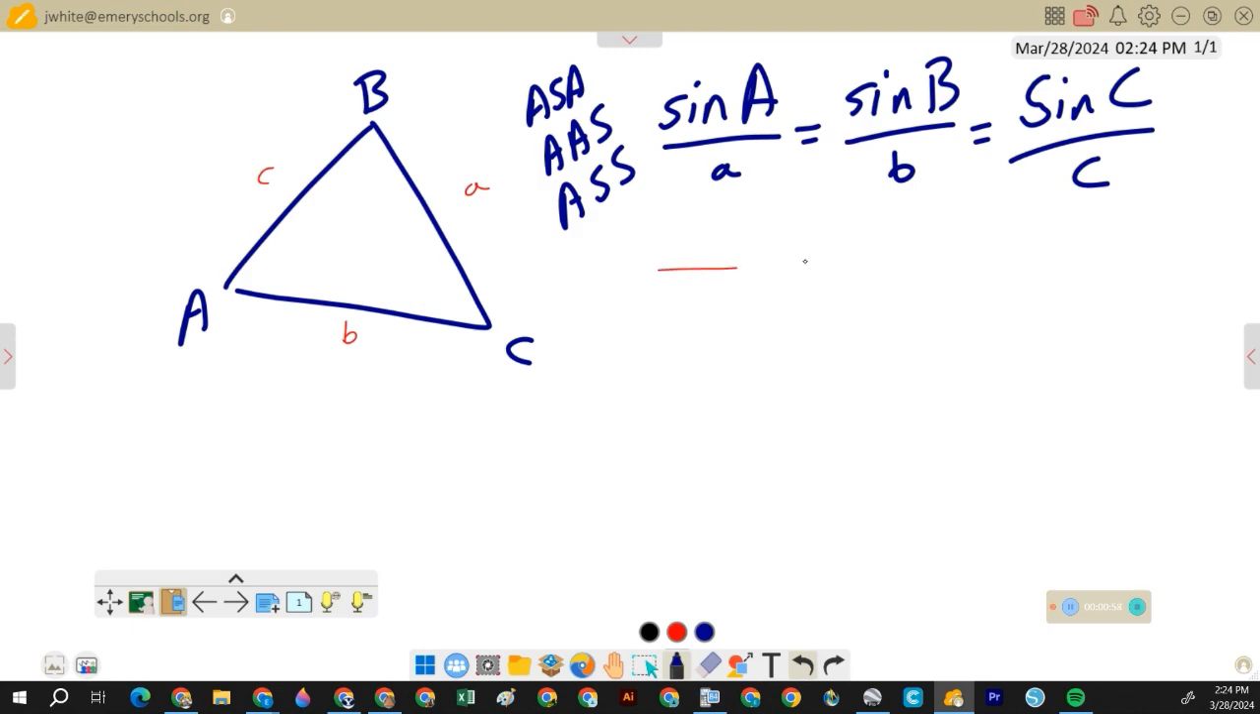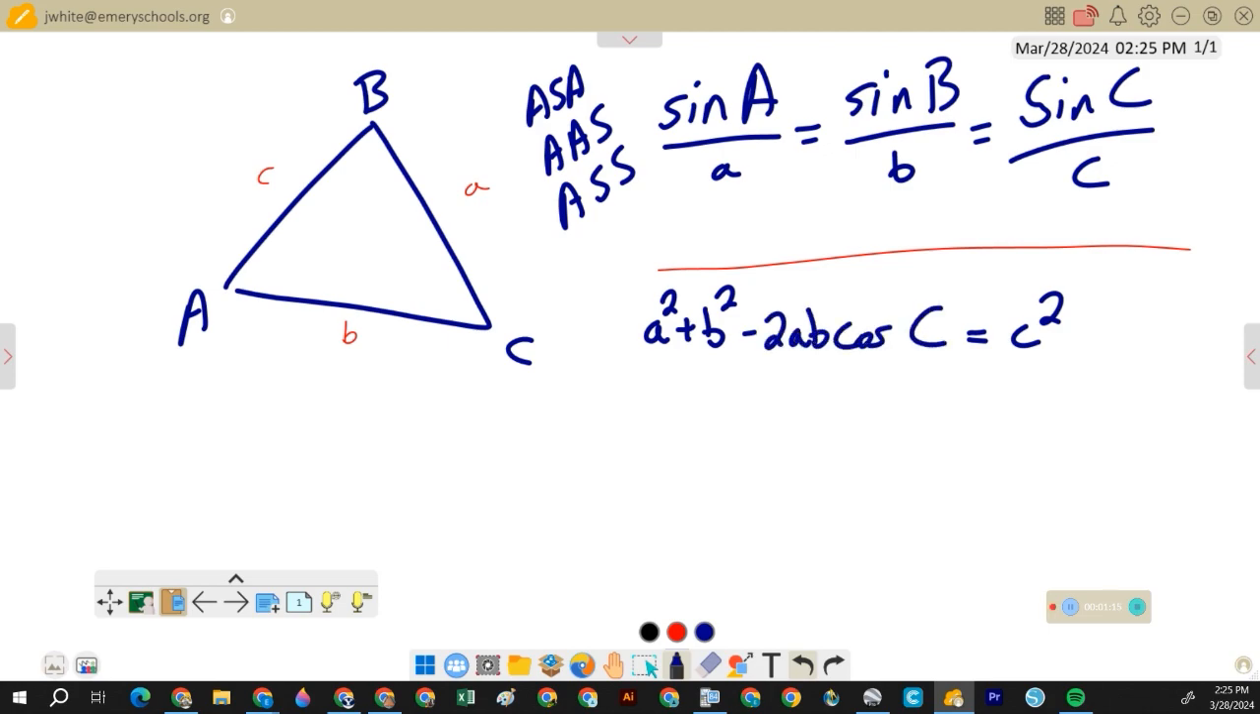And the other one is called the law of cosines. And it looks a lot like the Pythagorean theorem. It's a squared plus b squared. And then over here we have equals c squared. But in the middle, we have minus 2ab cosine of c.